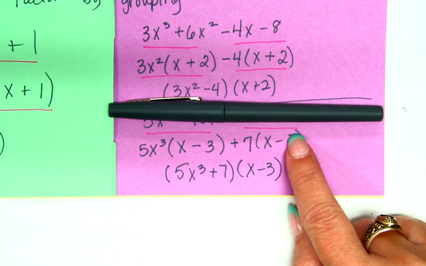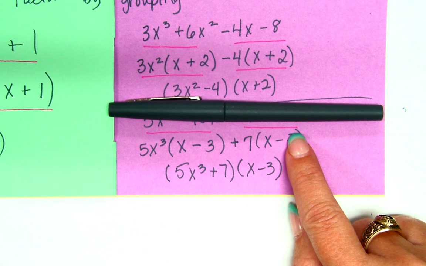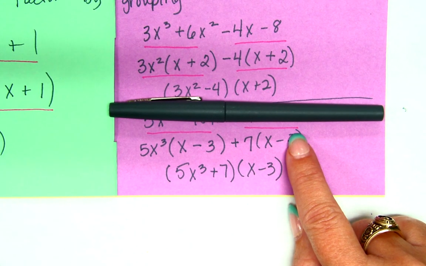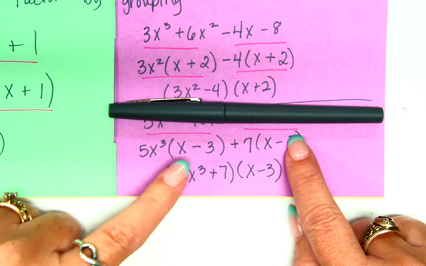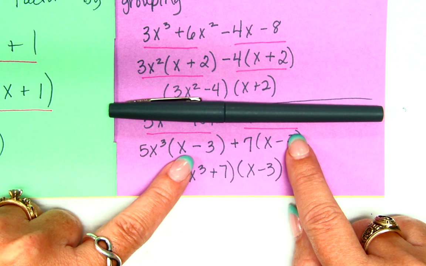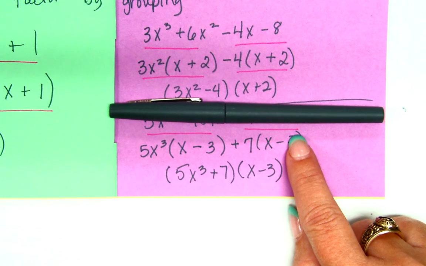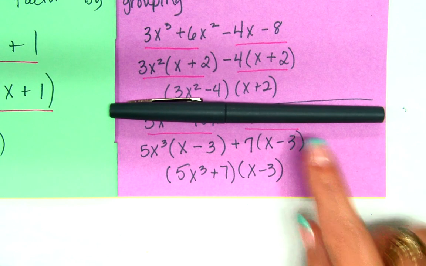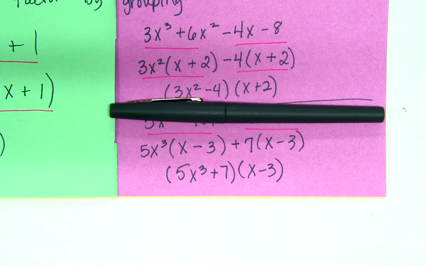Yes, sir. What would you do? Could you multiply both of them by a different number? That would be a good thing to think about, but I can't. So good try. If my parentheses are different, can I keep going? No. If my parentheses are different, can I factor by grouping? No. Okay? Now, that's not going to happen today, but it might happen Friday or Tuesday.